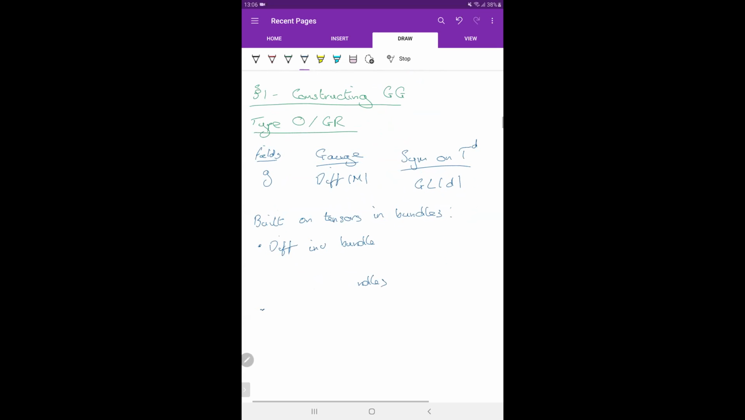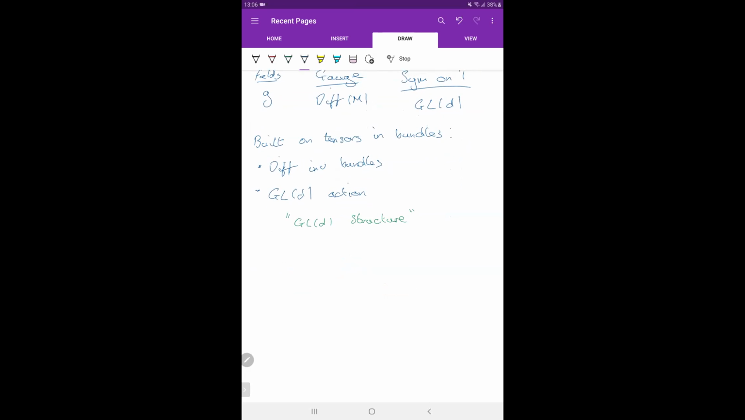And secondly, they have a natural GL(d) action on those bundles. Basically meaning that all the tensor fibers exist in representations of the GL(d) group. And this for us will be the equivalent of a GL(d) structure. This is what we mean by GL(d) structure.